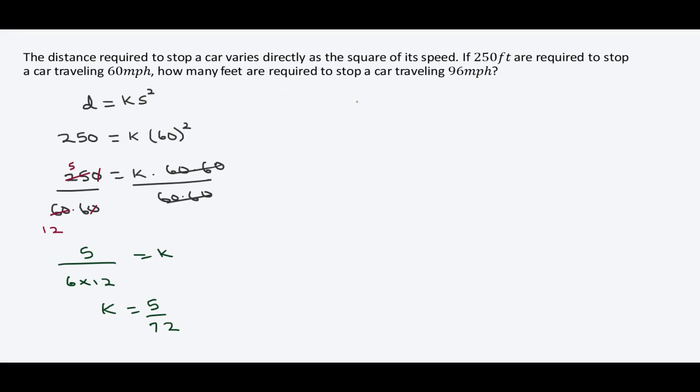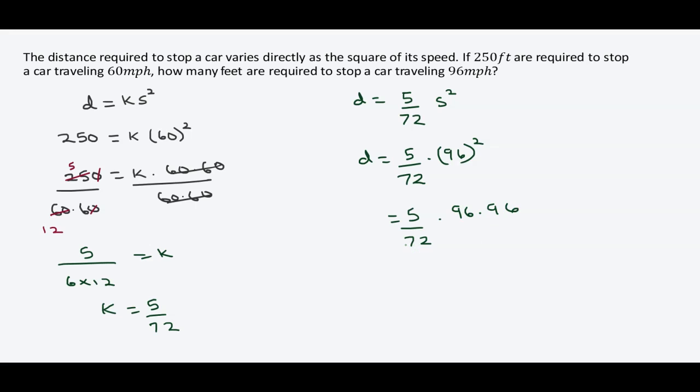So now our equation is d is equal to 5 over 72 s squared. So now how many feet are required to stop a car traveling at 96 miles per hour? So d will now be equal to 5 over 72 multiplied by 96 squared, which is equal to 5 over 72 multiplied by 96 multiplied by 96.